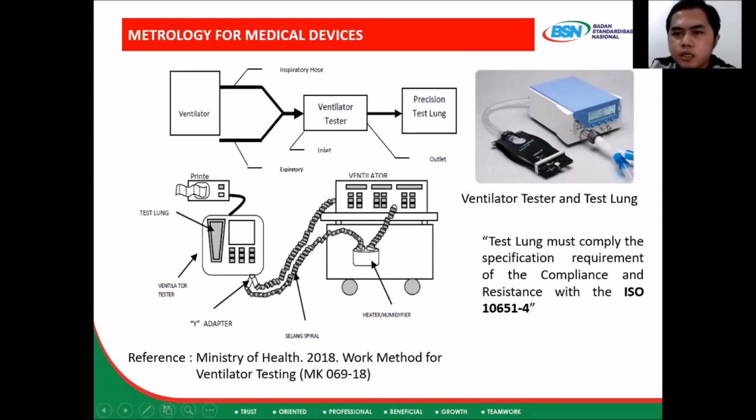And this is the image of the ventilator tester. This is the commercial one. Usually the medical laboratory calibration uses this device. So it is our task as the NMI to make the traceability for this device to ensure the measurement of the medical devices of the ventilator.